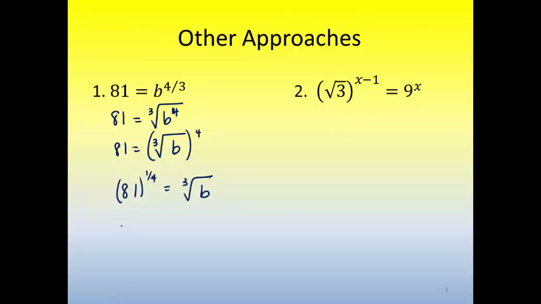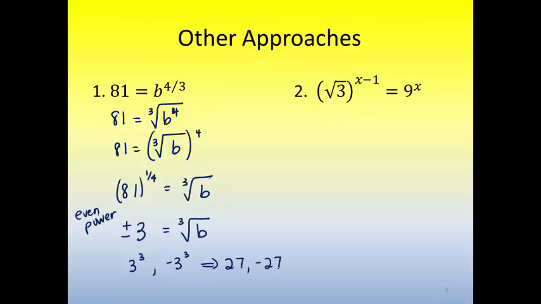Well, the 1/4 is actually going to leave me with plus or minus 3. It's an even power, so I do get positive and negative because it's an even power, so you need to make a note of that. And now this equals the cube root of b. Well, how do I get rid of a cube root? I cube both sides. That means 3 cubed and it means negative 3 cubed, which produces two results, 27 and negative 27. So this actually has two different solutions.